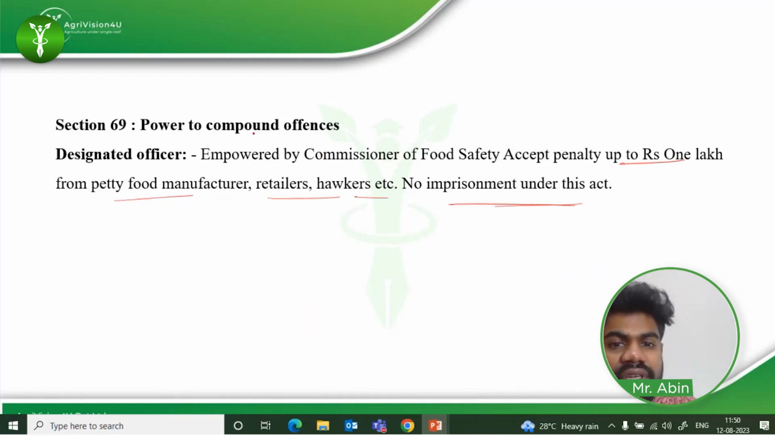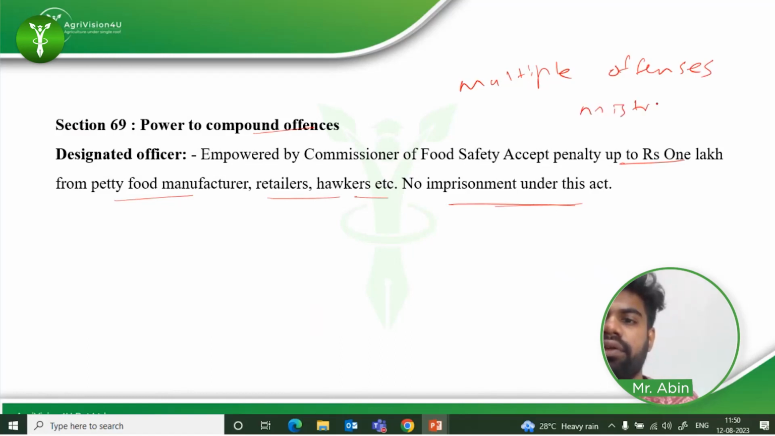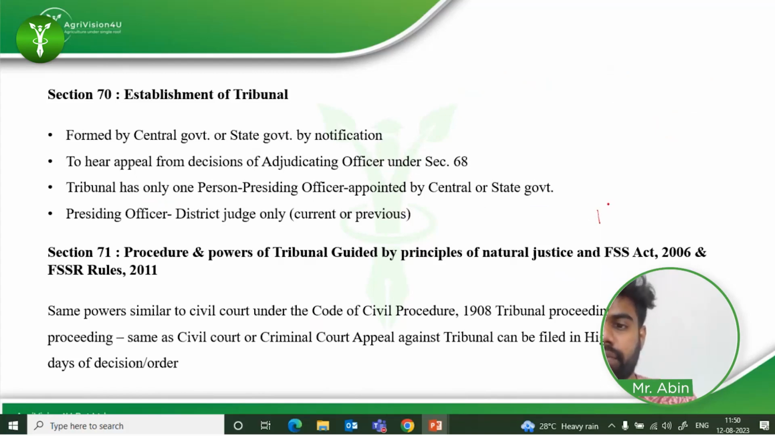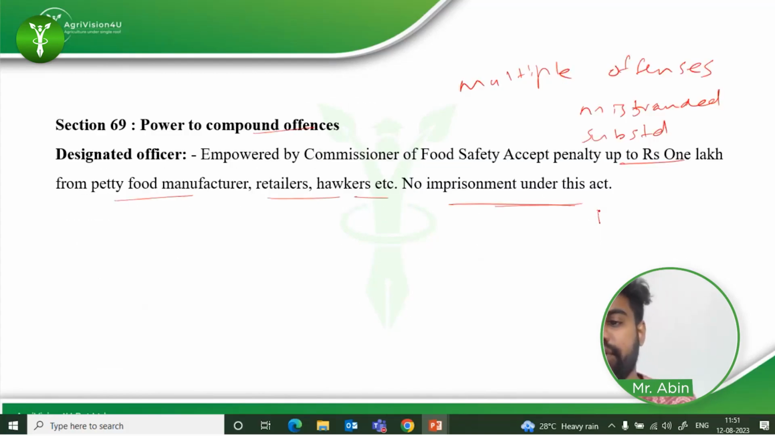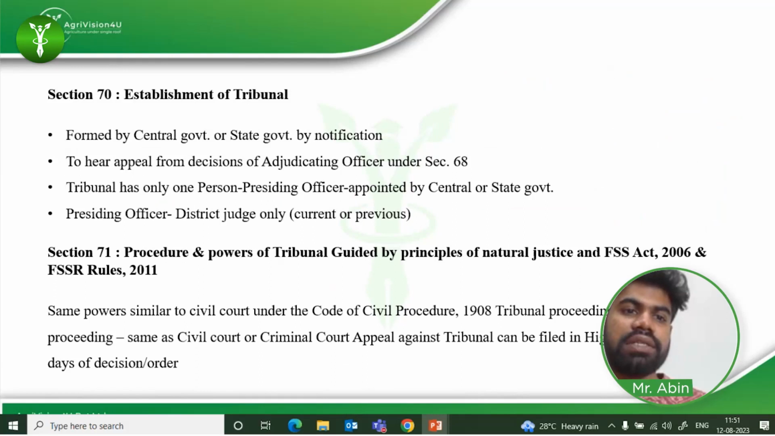If there are multiple offenses coming, like if it is misbranded and at the same time substandard also, or at the same time the FBO tried to act against the directions of the FSO, that also will be coming. All this comes under section 69.